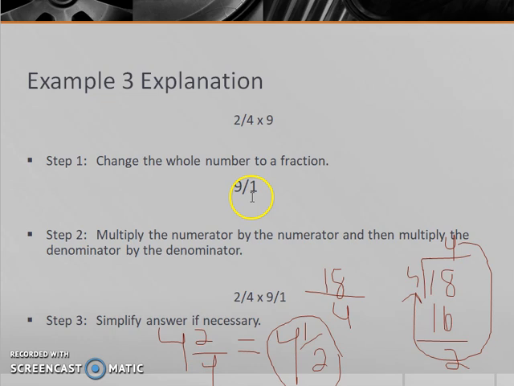So in step 1, we were going to change our whole number to a fraction. So now I have 9/1. We're going to take those same steps and multiply numerator times numerator. So 2 times 9 equals 18. Denominator to denominator, 4 times 1 equals 4. This fraction, when we have a numerator that is larger than the denominator, is called an improper fraction. And we can't leave it that way. We have to change it into something called a mixed number.